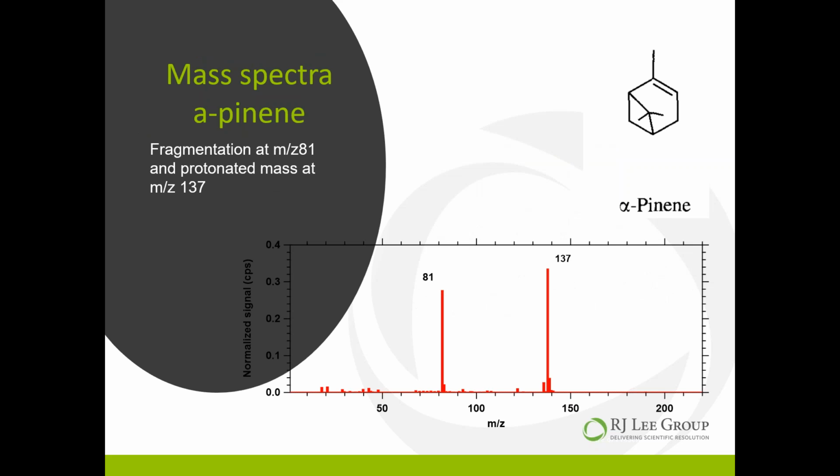Here we show one of the terpenes, alpha pinene, and we have detected it by using PTR-MS. As you could see, two masses are distinct in the fragmentation pattern. One is the mass-to-charge ratio of 81, and one is the mass-to-charge ratio of 137. By measuring these two masses, we could measure alpha pinene using a PTR-MS at a very low concentration. Next slide, please.